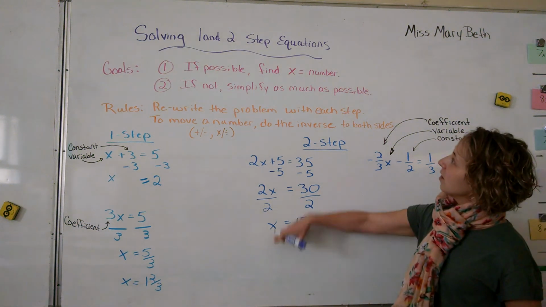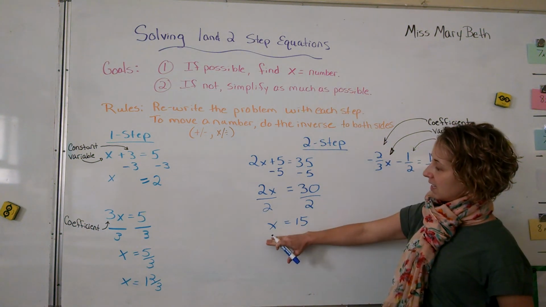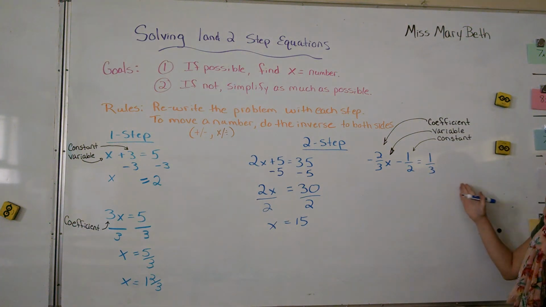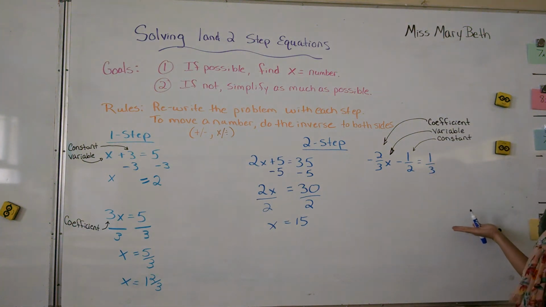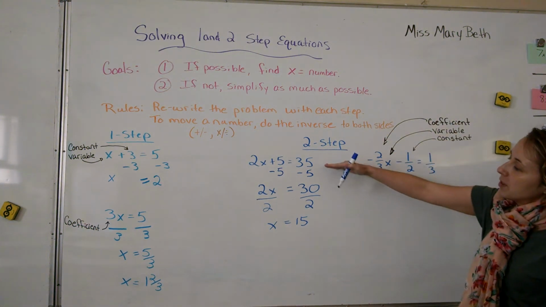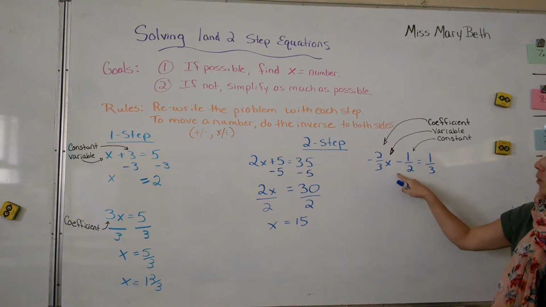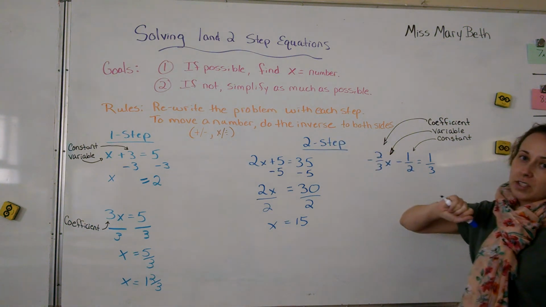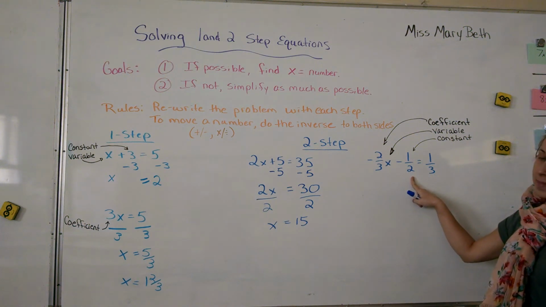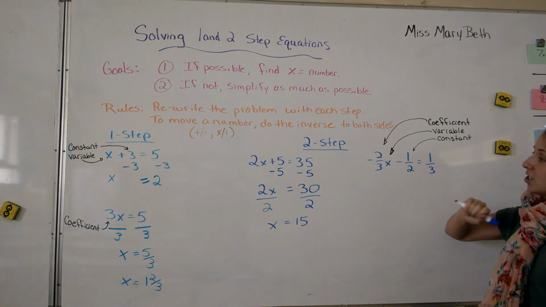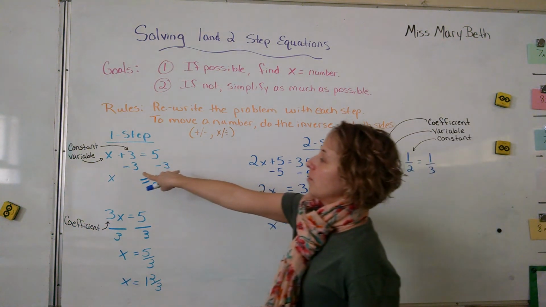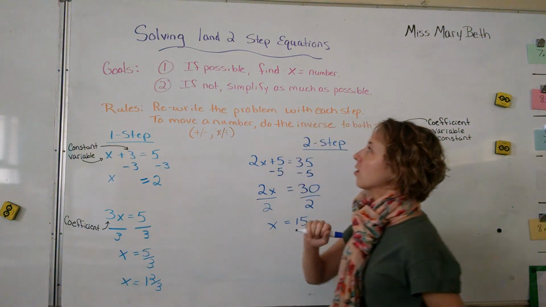We've got to our goal of getting the problem all the way down until x equals 1 number. Let's try one more. This looks different because it has fractions. It's not any different. It works the same. We still want to get to x equals a number. We're still going to rewrite the problem with each step like we've been doing. And when we move numbers, we want to do the inverse to both sides. Start by moving your constant, then divide by your coefficient, just like we did.